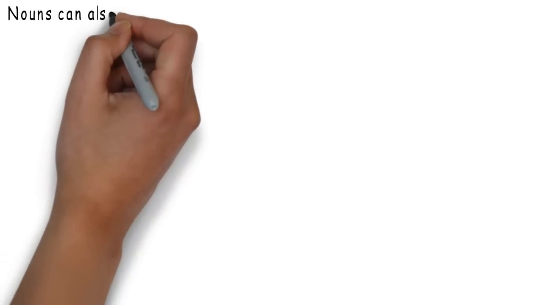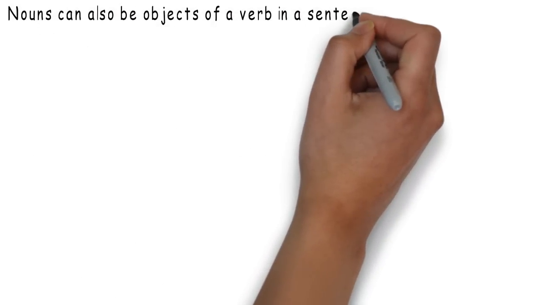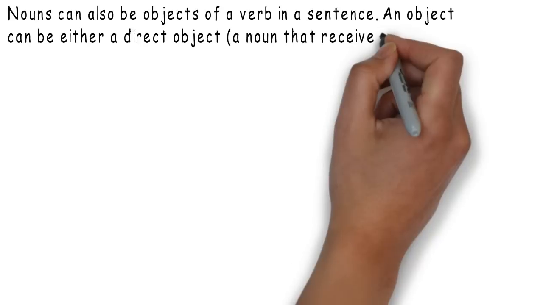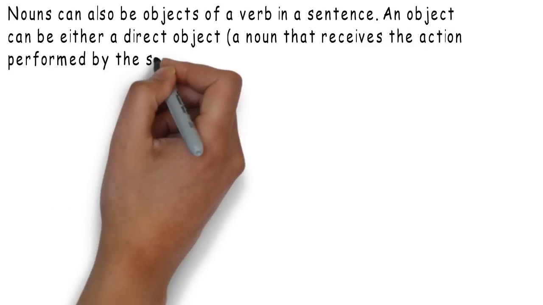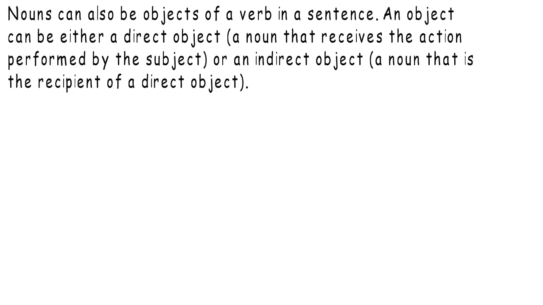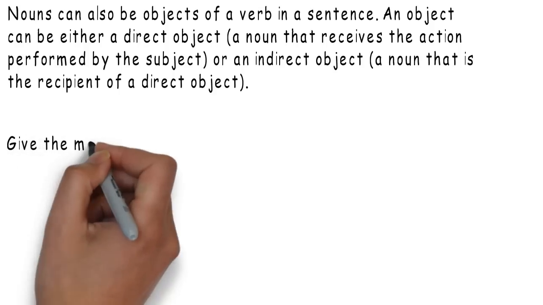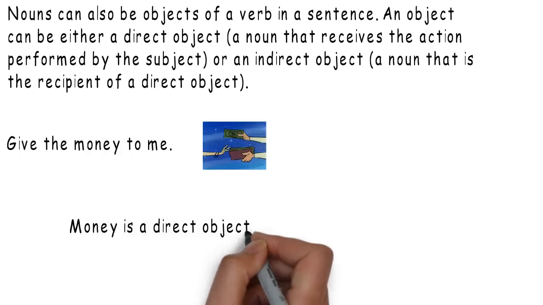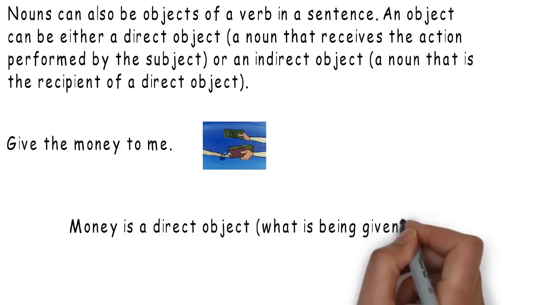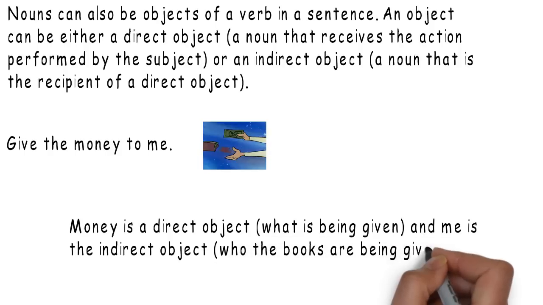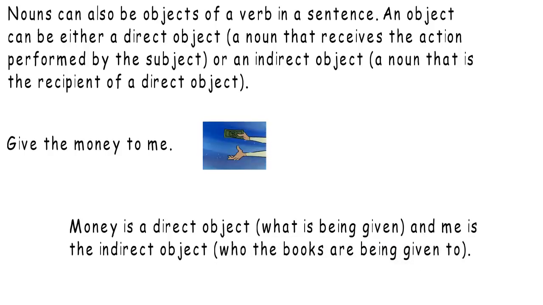Nouns can also be objects of a verb in a sentence. An object can be either a direct object, a noun that receives the action performed by the subject, or an indirect object, a noun that is the recipient of a direct object. Give the money to me. Money is a direct object, what is being given, and me is the indirect object, who the money is being given to.